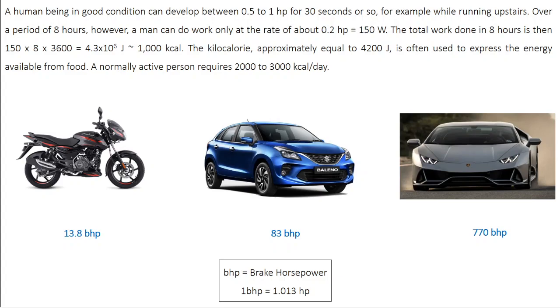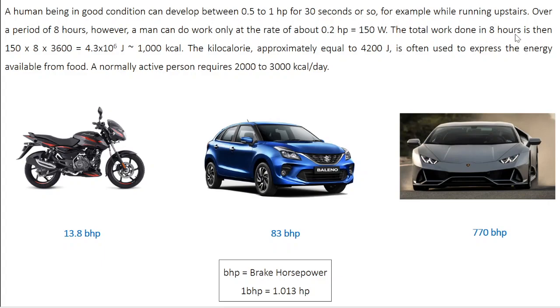But human beings can generate high power only for a short time. For example, if somebody is working continuously for 8 hours, then all the 8 hours he cannot generate such high power. In such cases, the average power drops to approximately 0.2 horsepower, which when you convert into watt, it's around 150 watt. So once you know the average power, you can calculate the total work done. So how do you calculate the work done? You simply multiply power with the amount of time spent, right?